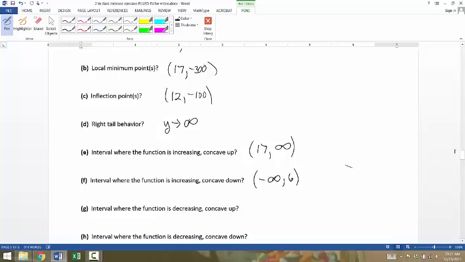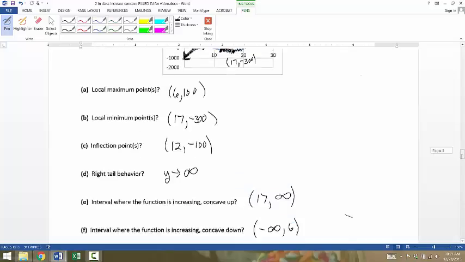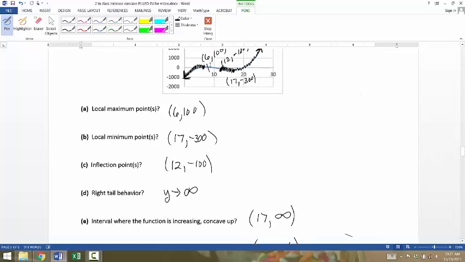Give the interval where the function is decreasing concave up. Decreasing concave up. So from the inflection point over to 17. It's decreasing and it's concave up. So from x is 12 to x is 17. So from a low of 12 to a high of 17. And where is it decreasing concave down? That's that last interval right here. From x is 6 to x is 12. It's going down and it's concave down from 6 to 12.